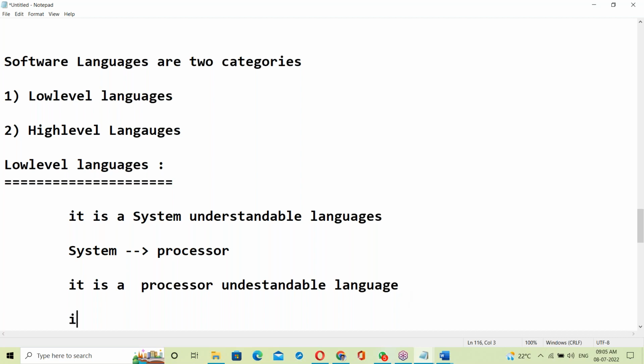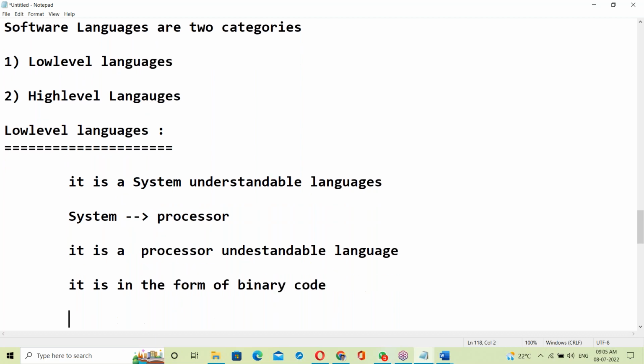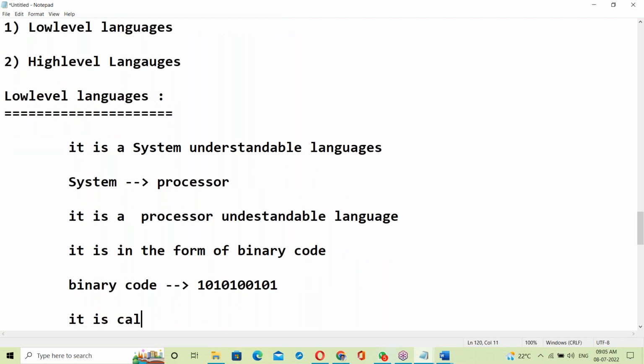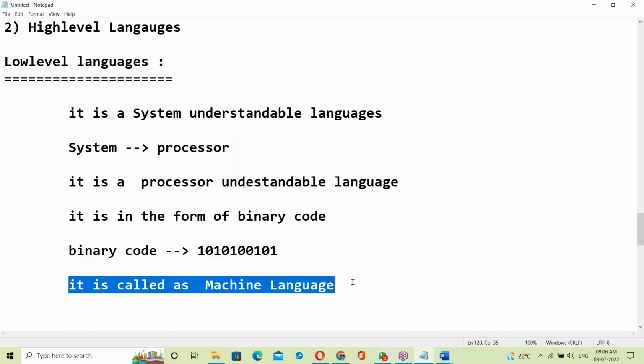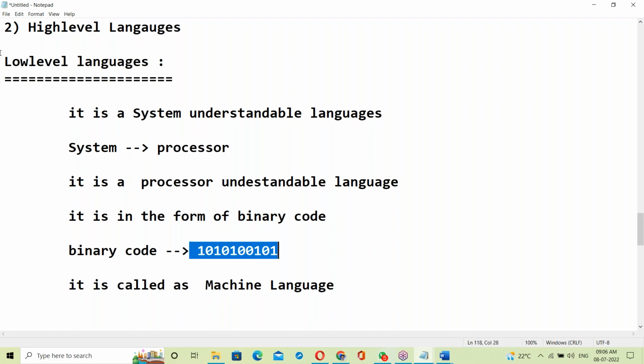It is in the form of binary codes. Binary code is a zero-one format. It is called machine language. Okay. Yes, low level language.